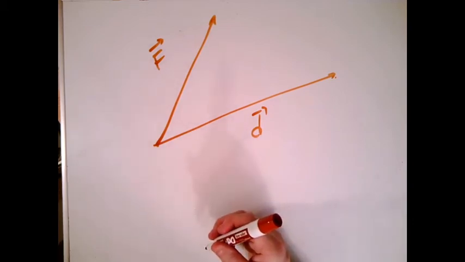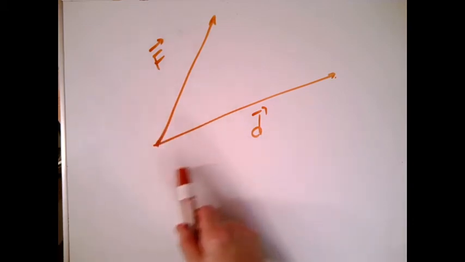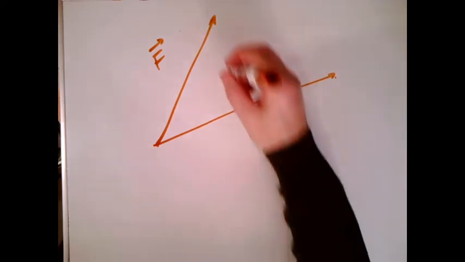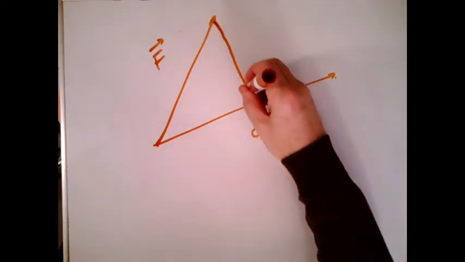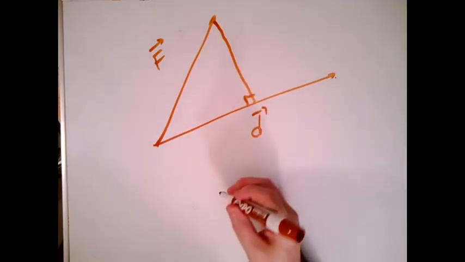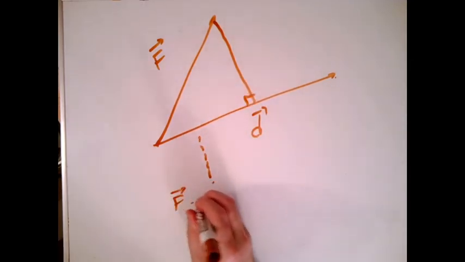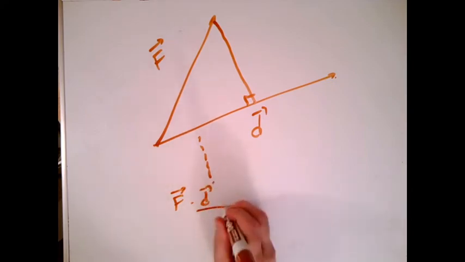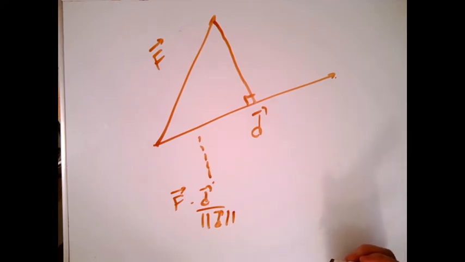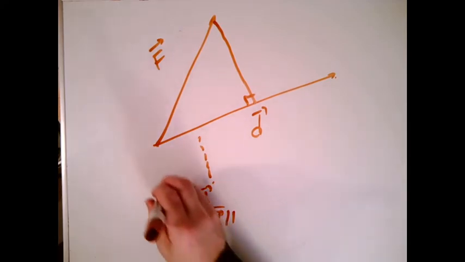Well, you'll see this a lot in physics. What I want to know is how much of this force is actually going in this direction. Well, that's just the projection. And this is going to be a number, right? The length of this is just going to be force dot d over length d. And that would just be the size of the force that's actually going in the direction I want.